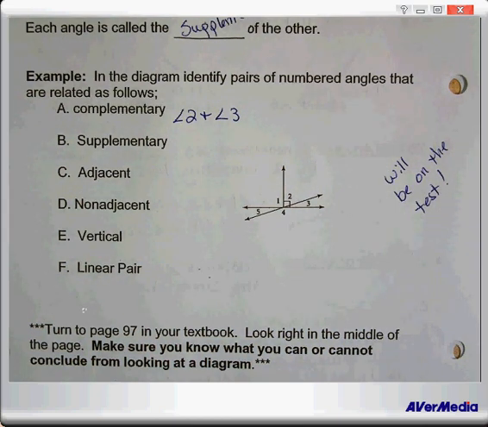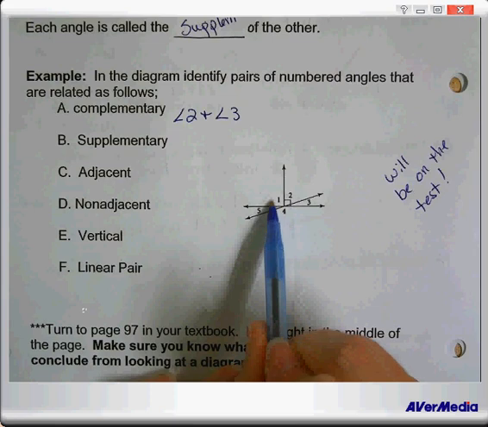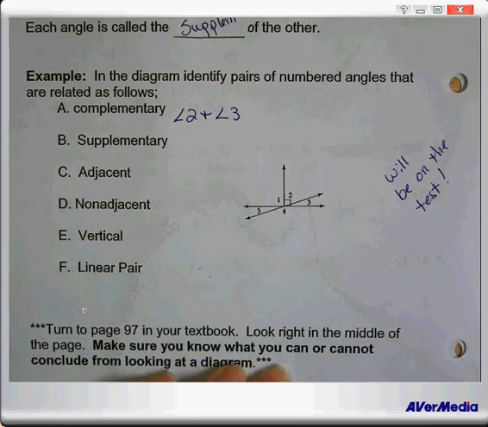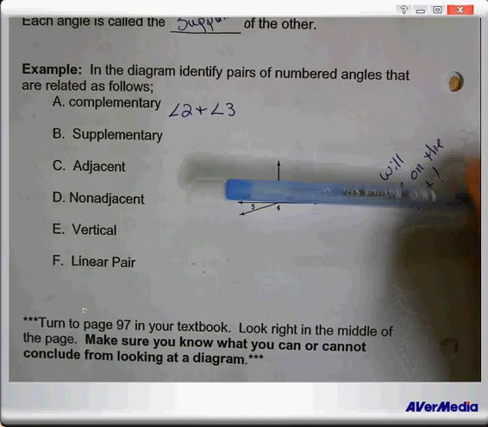Now supplementary angles are angles whose measures have a sum of 180. So I'm looking for angles, and remember it can only be 2, so I can't use 1, 2, and 3 because that's 3. Supplementary angles are only 2. So I've got to see what would make 180 degrees. So I start looking for lines actually.